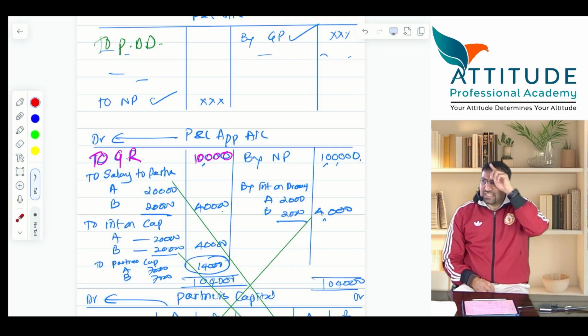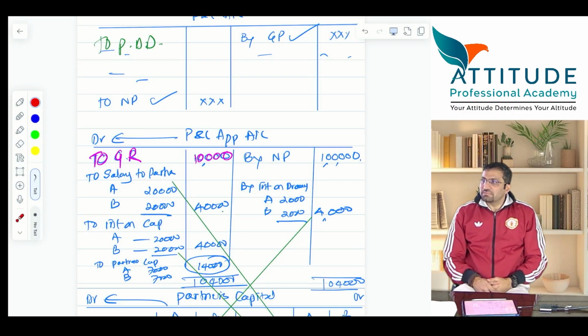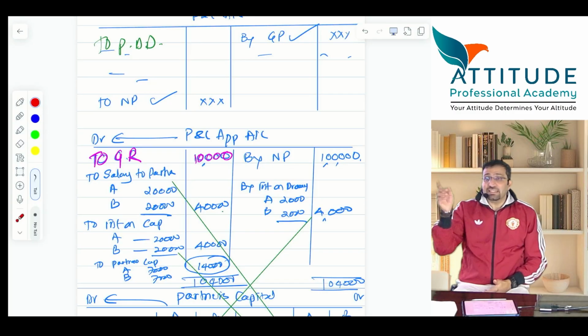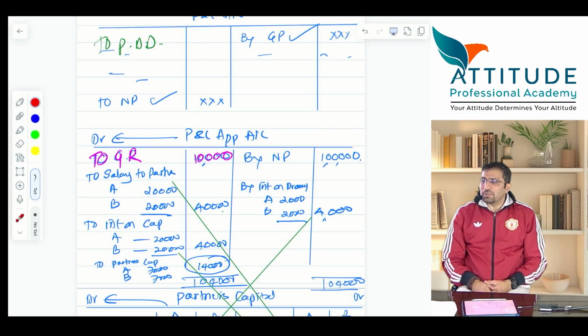Later on, the net entry will be passed. That will again get reversed. He is saying salary is paid on what? Monthly basis. Monthly profit should be there. If there is monthly profit, then give salary. If there is no monthly profit, don't go and give it.